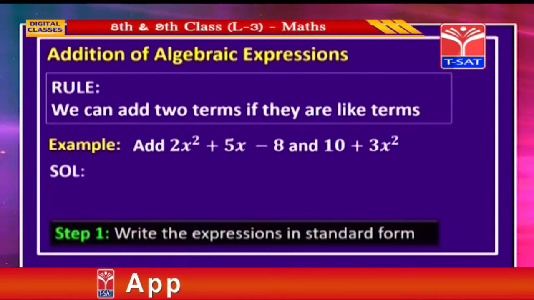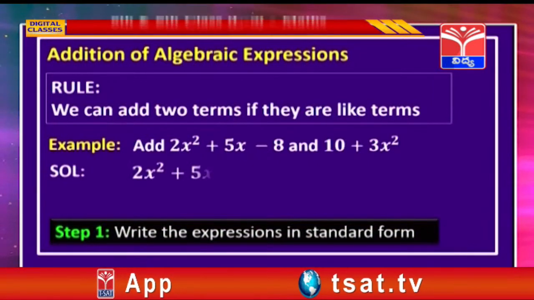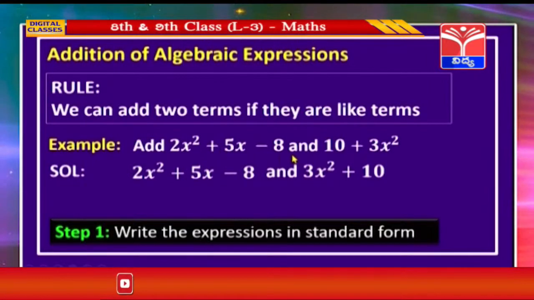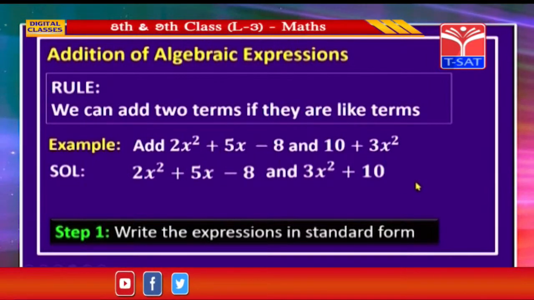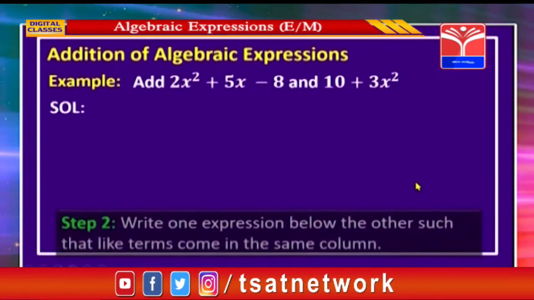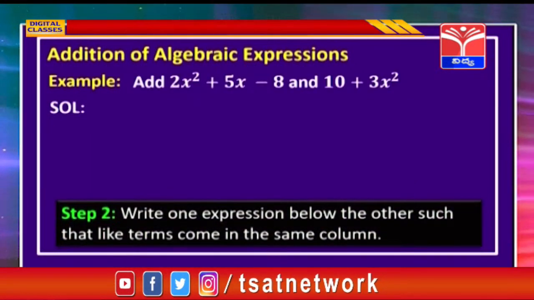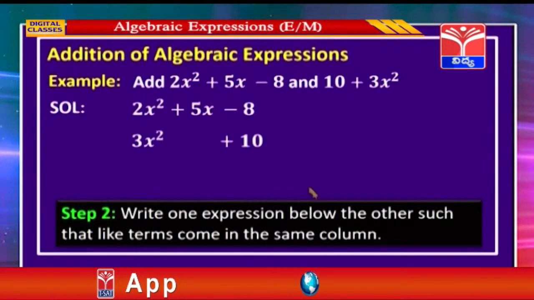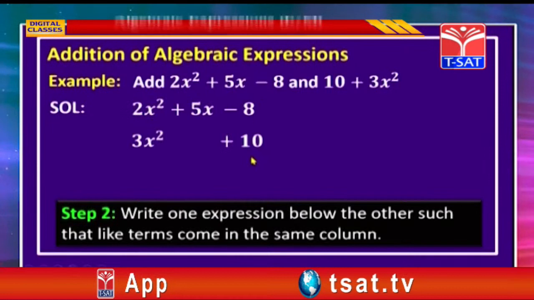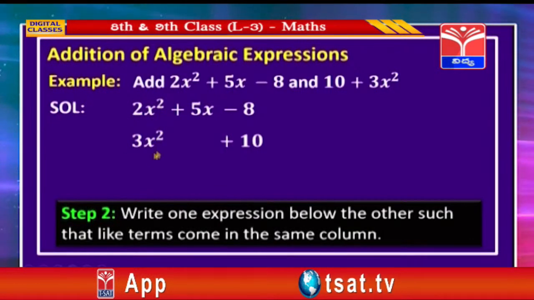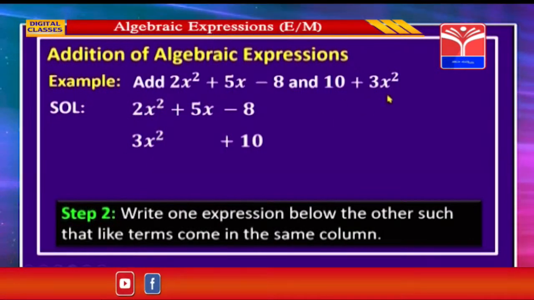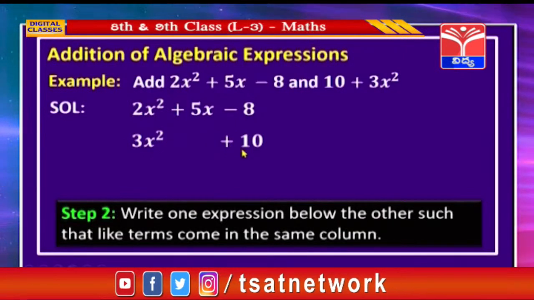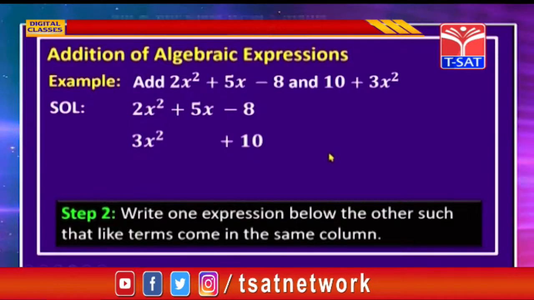First we are going to write the expression in standard form, that means in the descending order of its degree. So 2x square plus 5x minus 8, and this becomes 3x square plus 10. In the second step, we are going to write one expression below the other, so that the like terms will be one below the other. So here 2x square, then below that 3x square, and in the second algebraic expression we don't have an x term, so we leave it off and write the constant below the other constant.